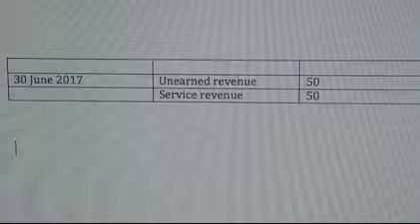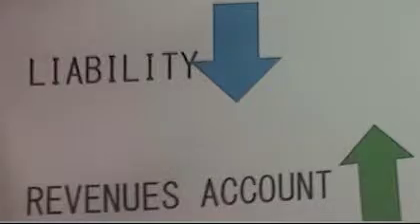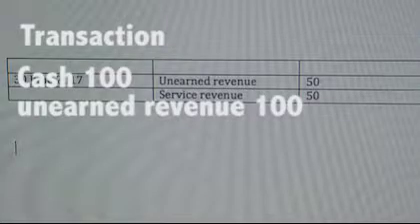Hence, here there is a decrease in liability and an increase in the revenue account. This has been recorded as a liability as they only received the cash. The transaction entry for the journal entry is cash of 100, which is the asset, and unearned revenue, a liability, of 100. Now let's go through a simple deferred expense example.